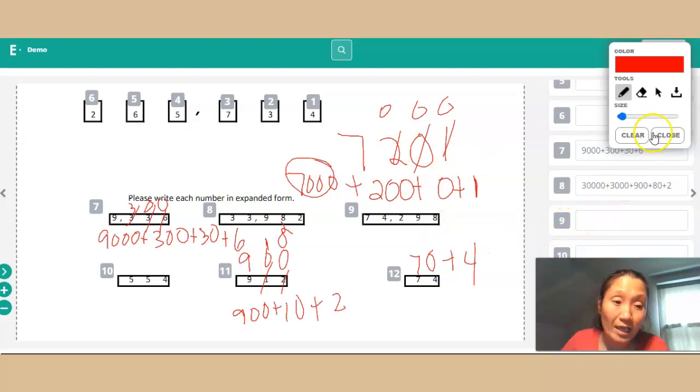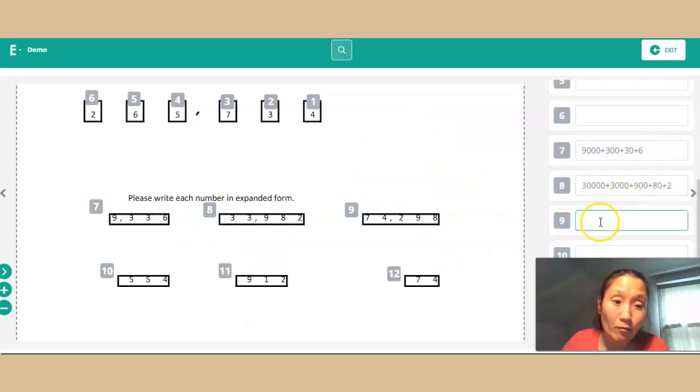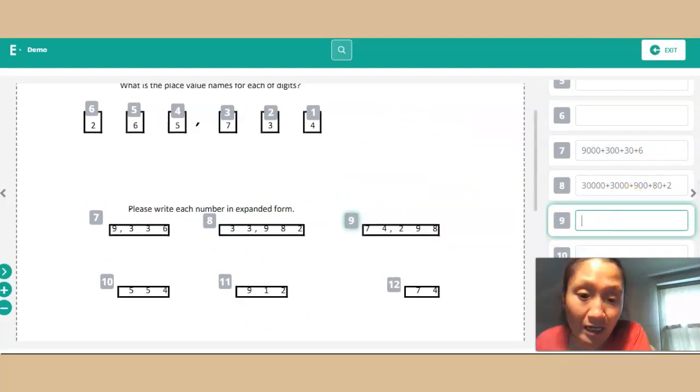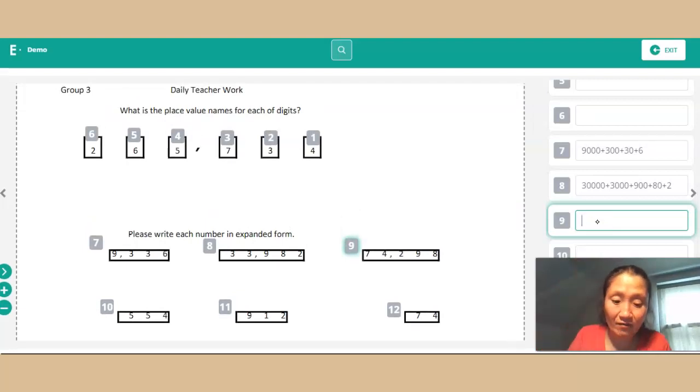So, if I'm looking at this one right here, I have it as 70,000, so I have 7, and then turn the 4 to zeros, 0, 0, 0, plus 4,000, plus 200, plus 90, plus 8, because I have 7 groups of 10,000 for 70,000, 4 groups of 1,000 for 4,000, 2 groups of 100 for 200, and 9 groups of 10 for 90, and 8 groups of 1 for 8.